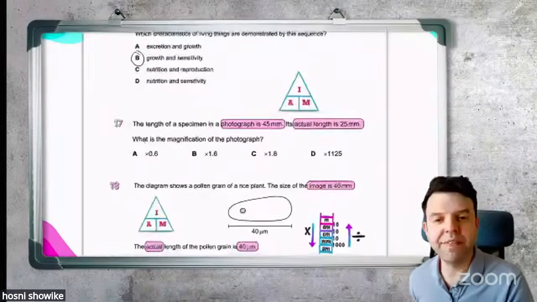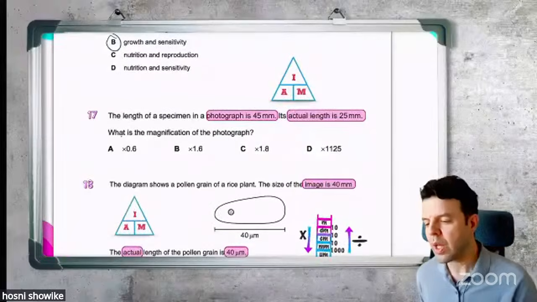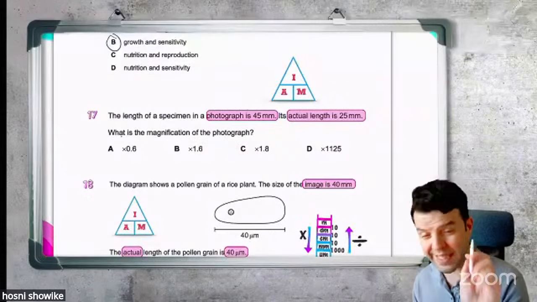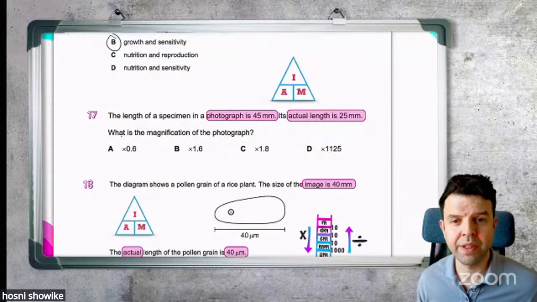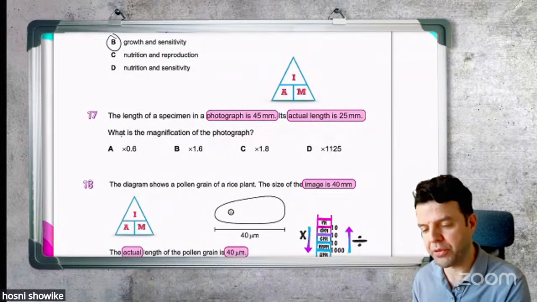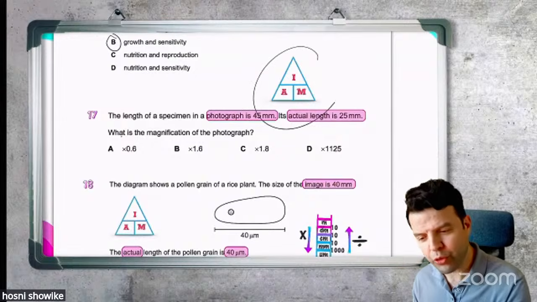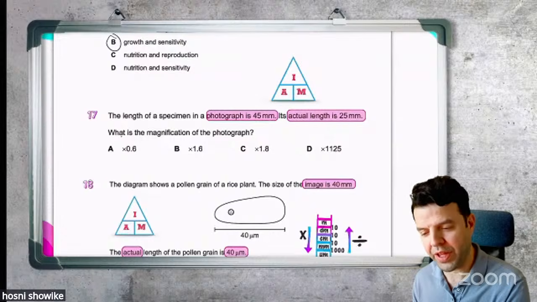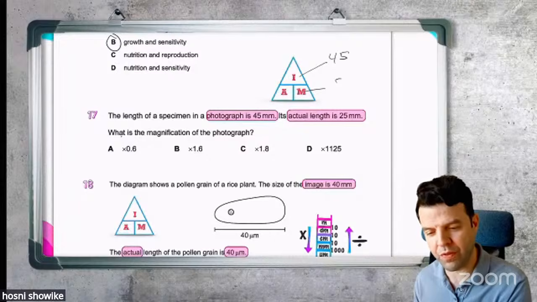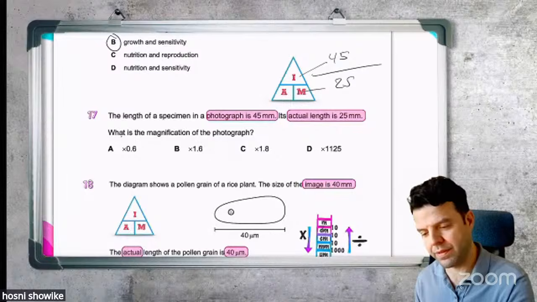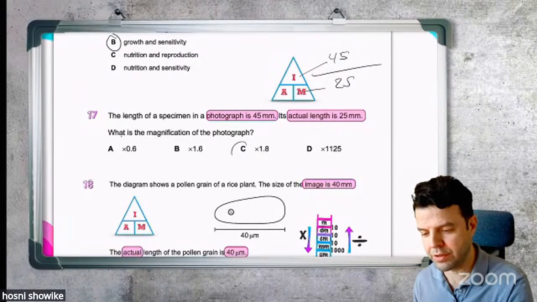Next, 17. What is the magnification of the photograph? That should be an easy question. Magnification is what? They're not going to give you the formula like paper 6. It's just going to be memorized, which is super easy. So magnification is the image over the actual. Image 45, actual 25. 45 divided by 25, that is C.